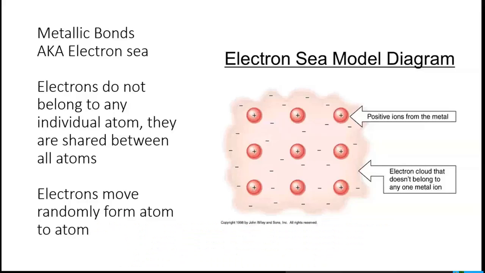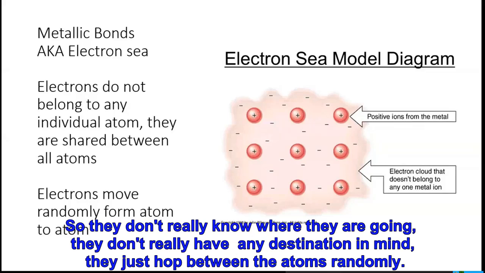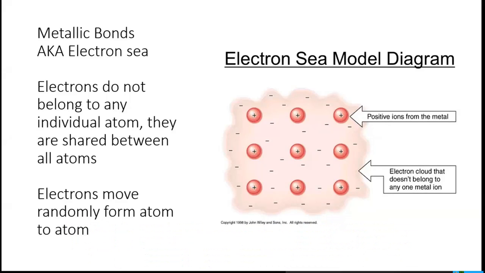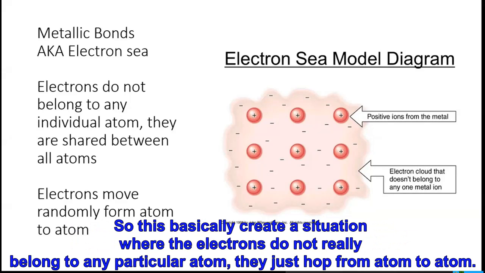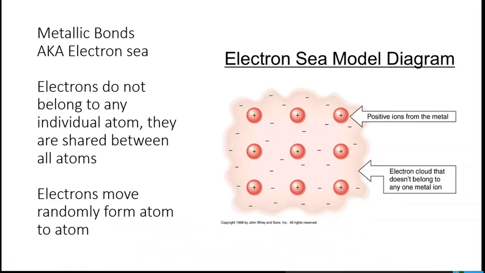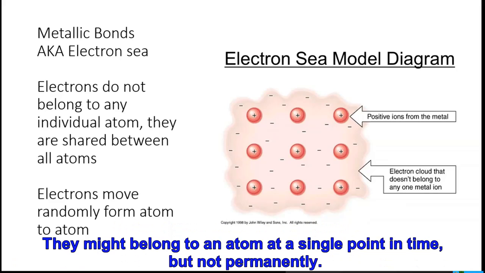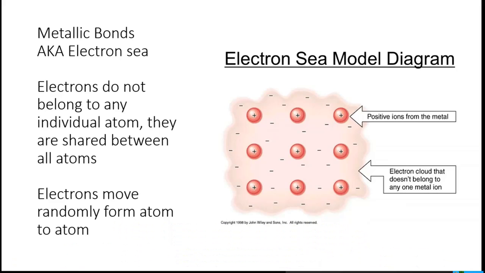So they don't really know where they're going. They don't really have any destination in mind. They just hop between the atoms randomly. So this basically creates a situation where the electrons do not really belong to any particular atom. They just hop from atom to atom. They might belong to an atom at a single point in time, but not permanently.